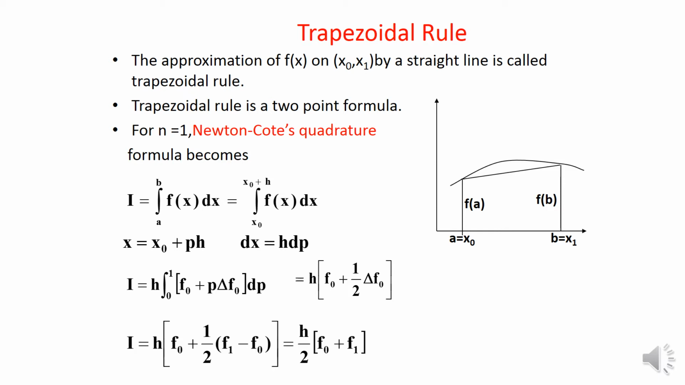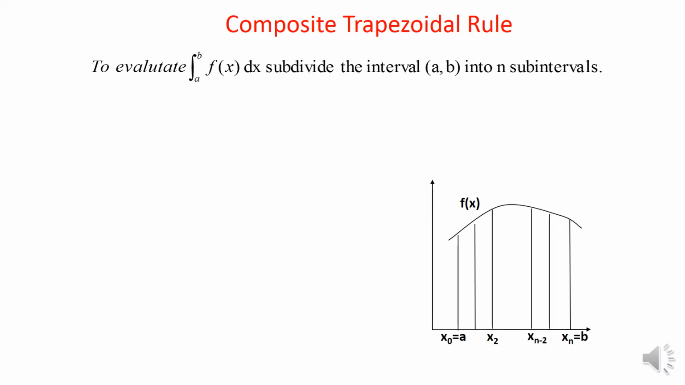Now we can expand del f0 and write it as f1 minus f0, and we simplify the term which is in this bracket. We get h by 2 times (f0 plus f1). So the I value we got is h by 2 times (f0 plus f1). This is the trapezoidal rule, which is based on 2 points.